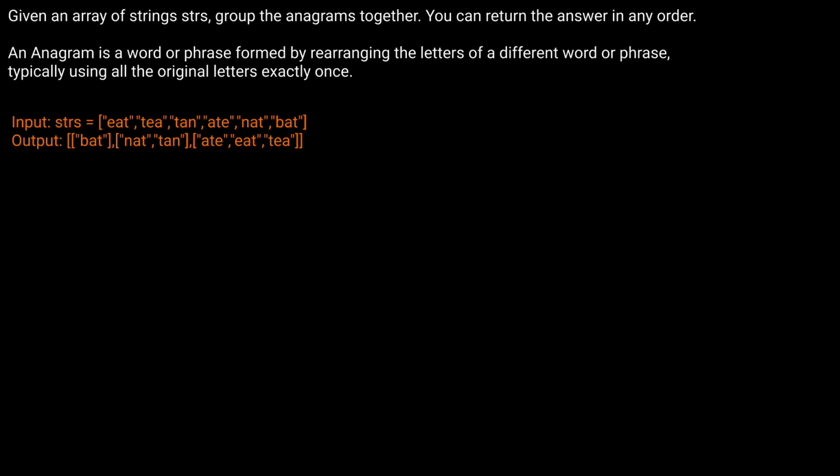Today we're going to be solving Leetcode problem number 49, group anagrams. Let's read the question prompt. Given an array of strings, group the anagrams together. You can return the answer in any order. An anagram is a word or phrase formed by rearranging the letters of a different word or phrase, typically using all the original letters exactly once.